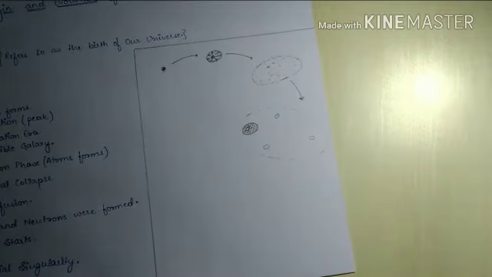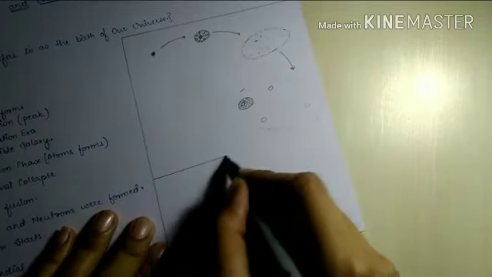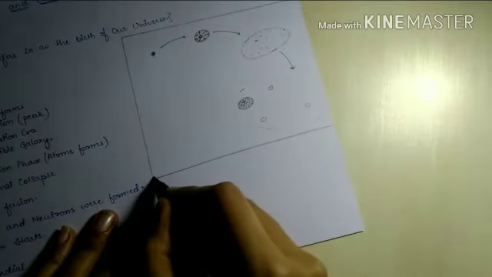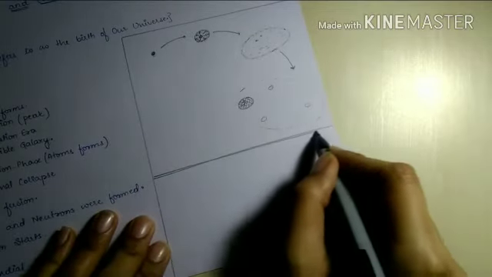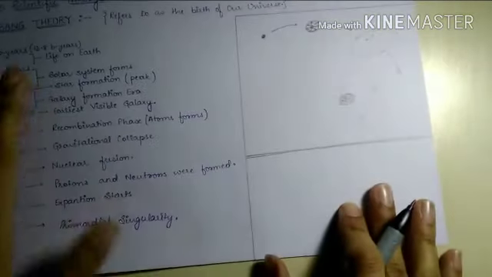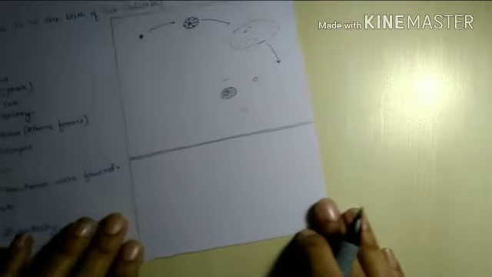Now, scientists have given evidences in favor of the Big Bang theory, and these evidences are also known as the four pillars of the Big Bang theory. So now we will discuss these four pillars. We'll study the timeline later on. First we'll discuss the four pillars.